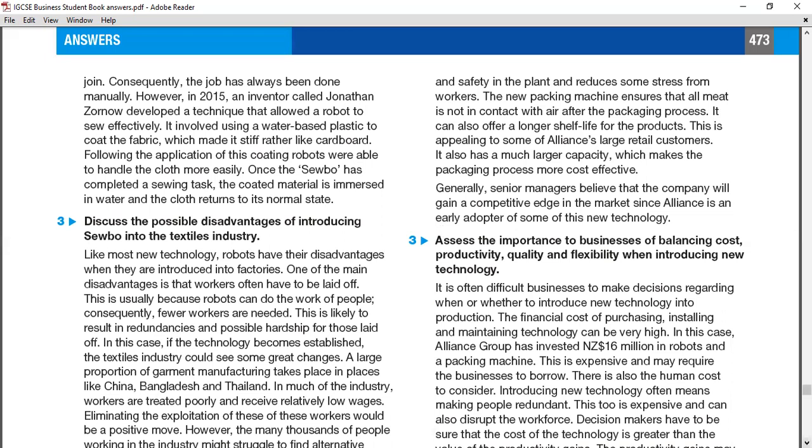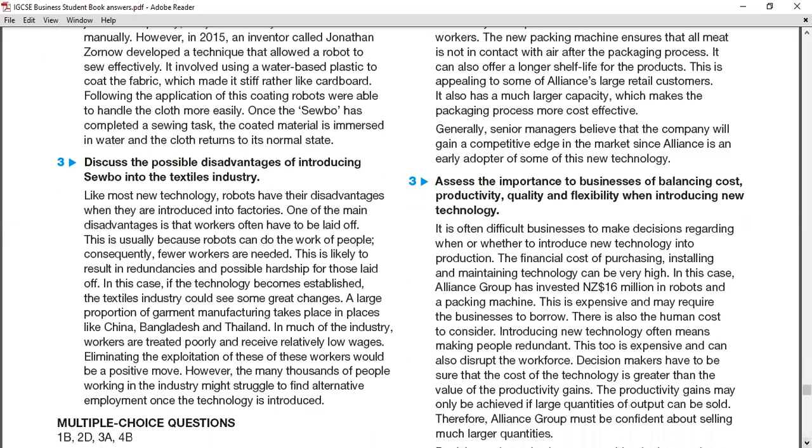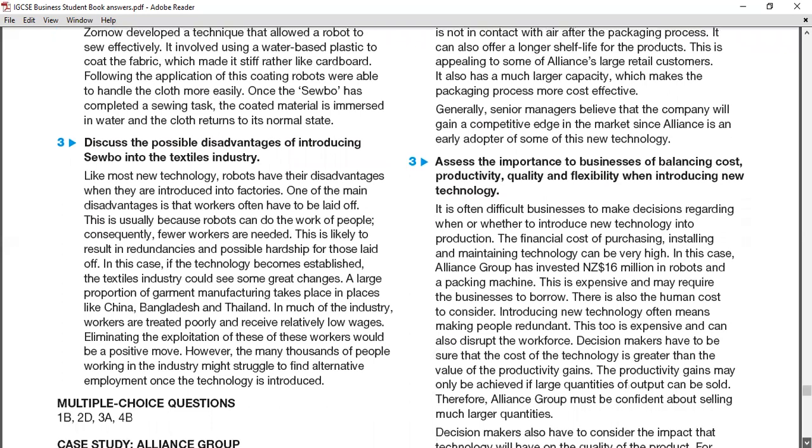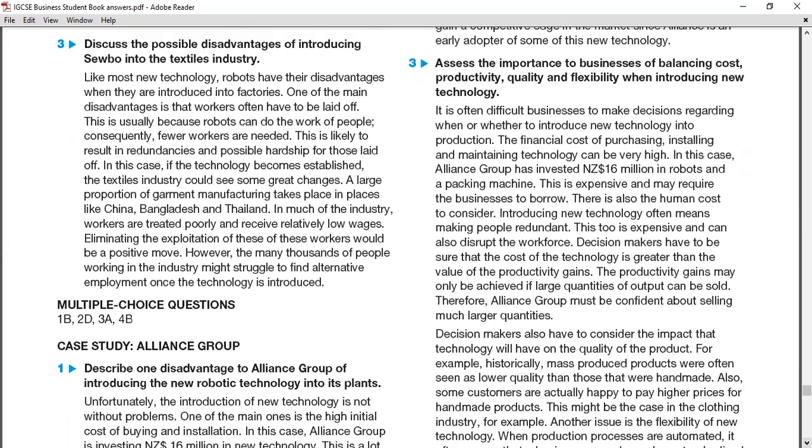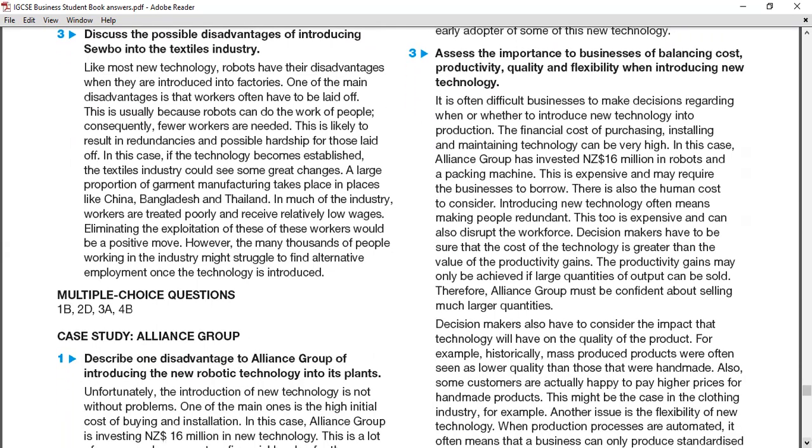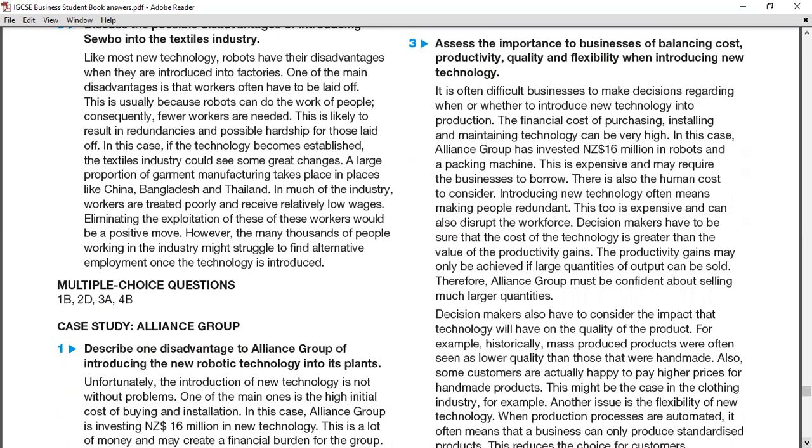Okay, the last question. 12 marker: assess the importance to business of balancing these 4 items: cost, productivity, quality, and flexibility when introducing new technology. Okay, Diven, can you read that answer? Yes. It is often difficult for businesses to make decisions regarding when or whether to introduce new technology into production.